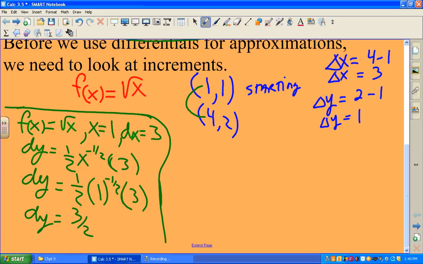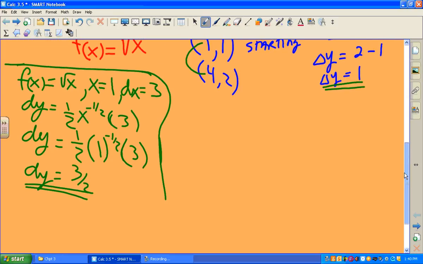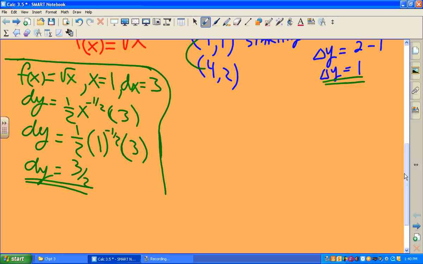The answers aren't the same, are they? The differential dy is 3/2, and the delta y over here is 1, isn't it? It's not the same, is it? But it's close. Sure, it's close. It's within 95%, which is within 2 standard deviations of your answer. Just kidding. Anyway, sure, it's close.